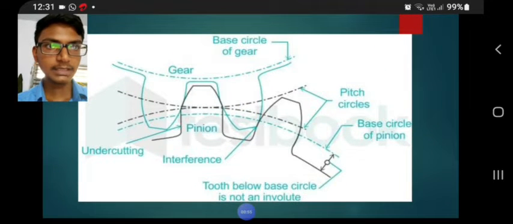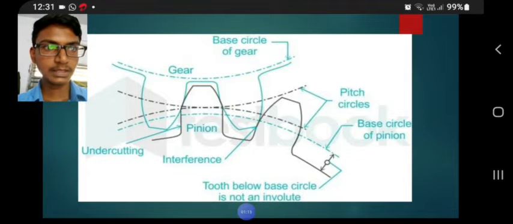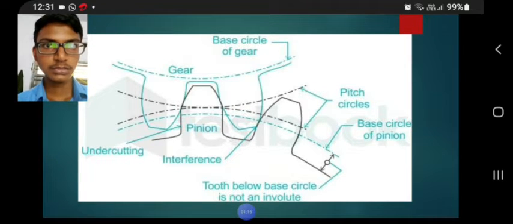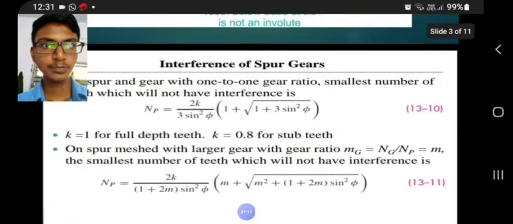See, the teeth of one gear are in contact with the teeth of the other gear. You can see that in the picture. Pinion, after pinion, you can see that the interference is happening here. So this is interference basically. So we are moving to the next slide.